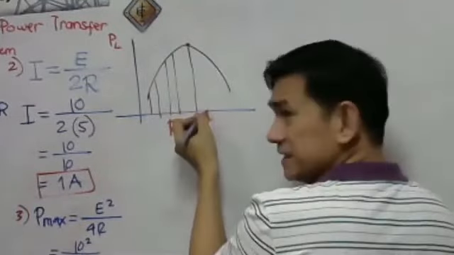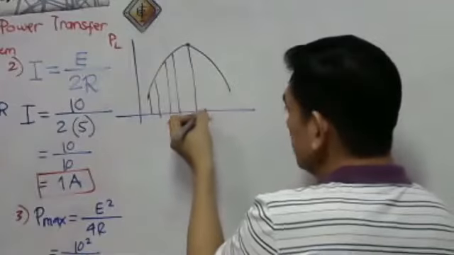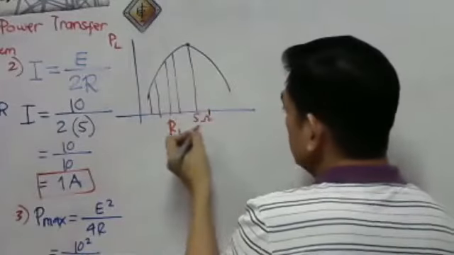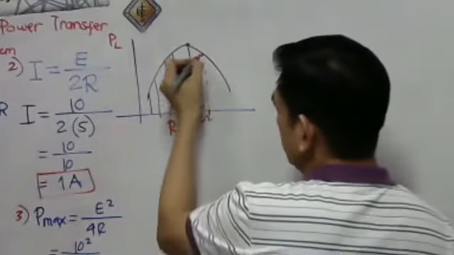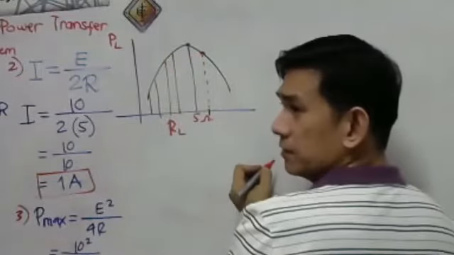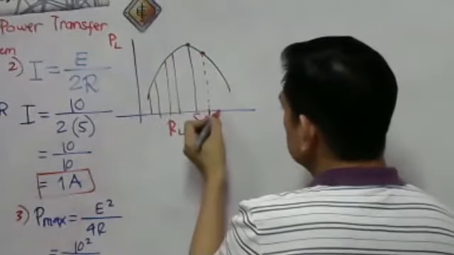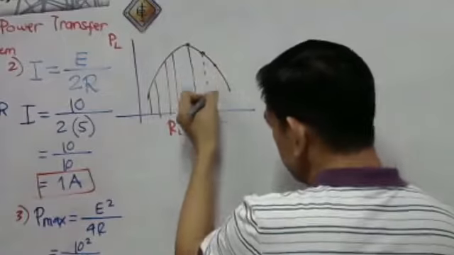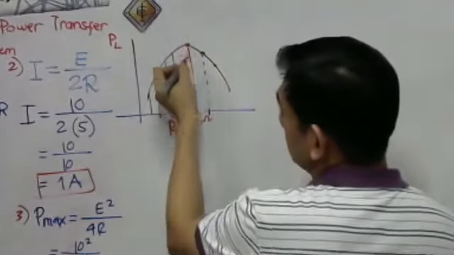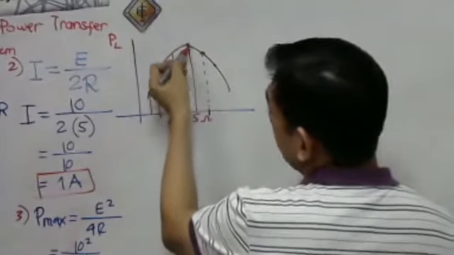As we increase again, let's say from 5 to 6 ohms, what happened? It lowered. It decreases here to 7, to 8, and so on and so forth. There will come a time that the power will decrease.